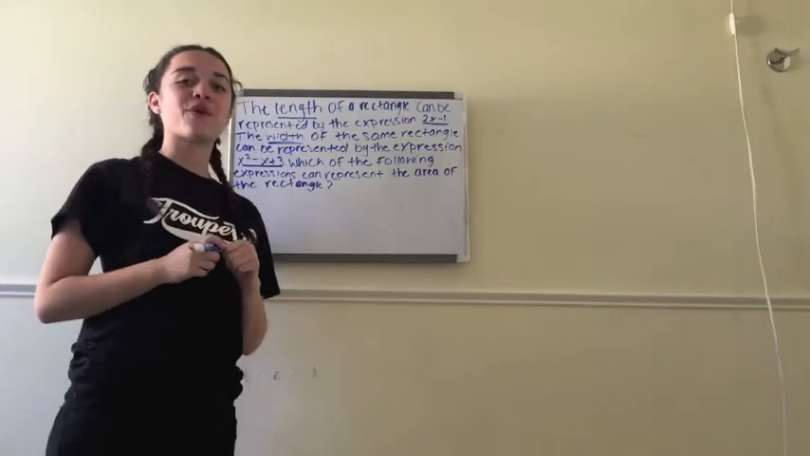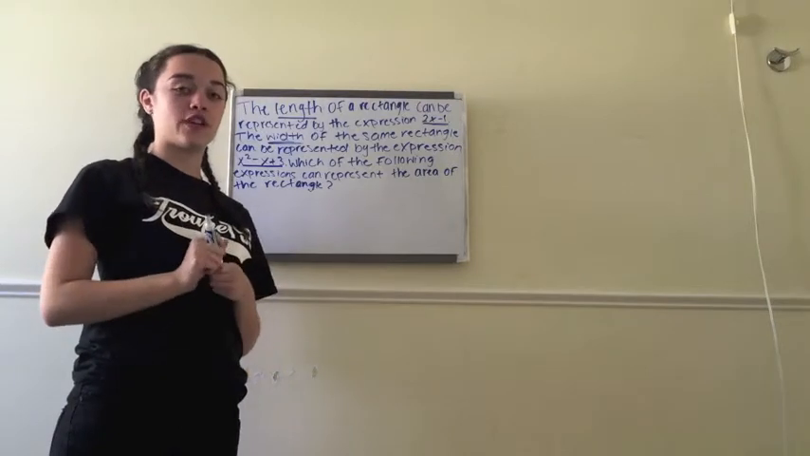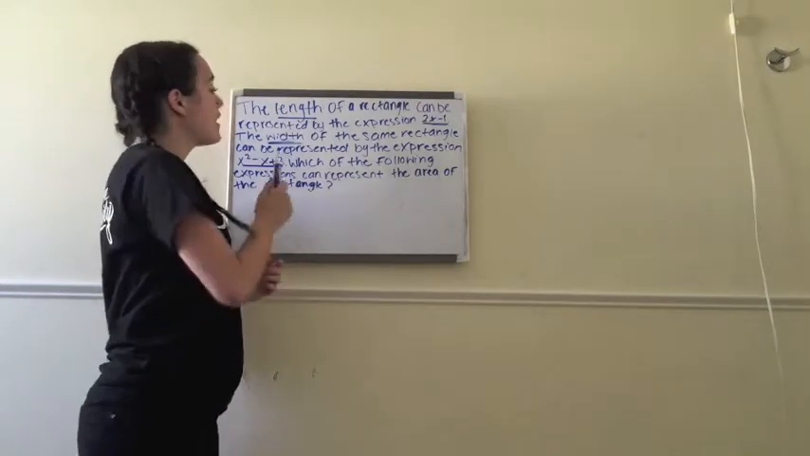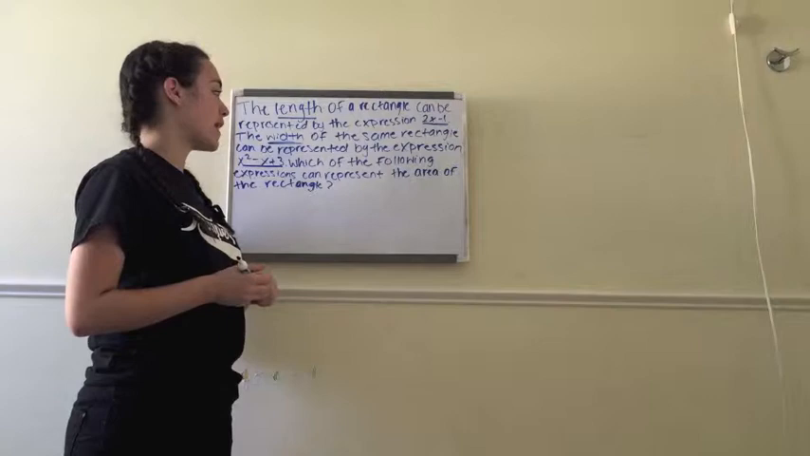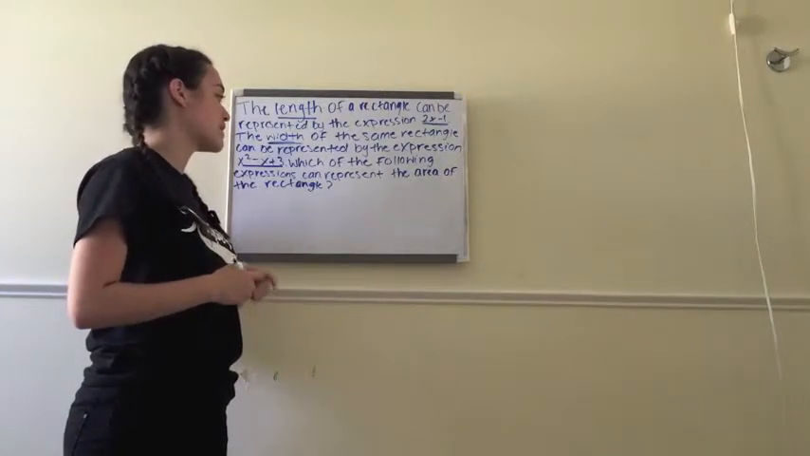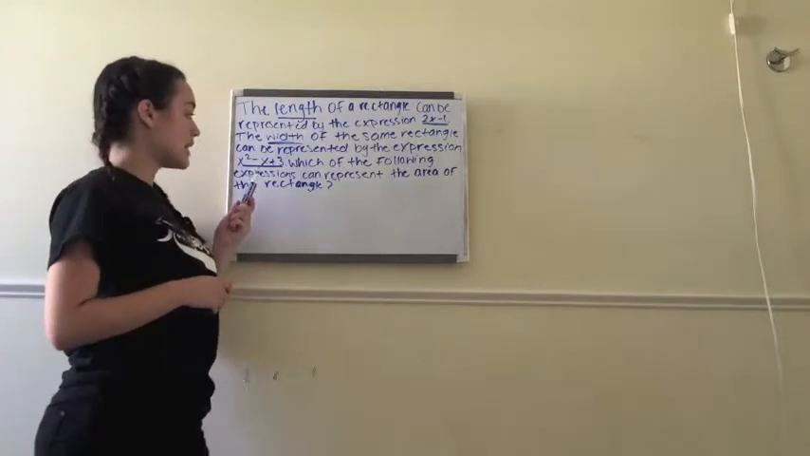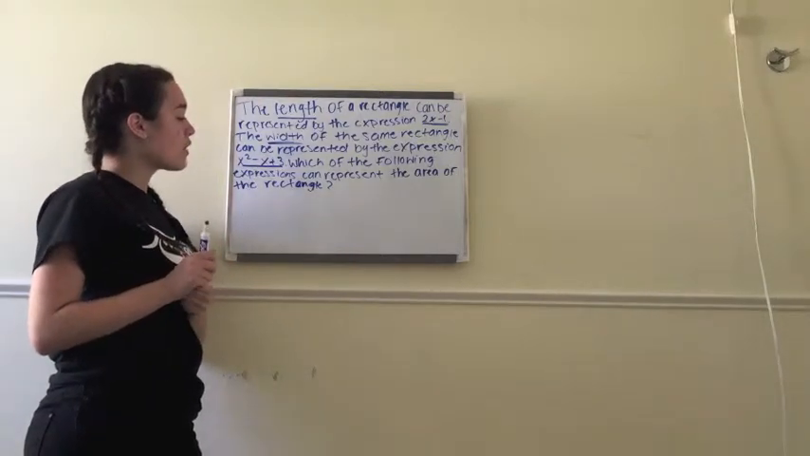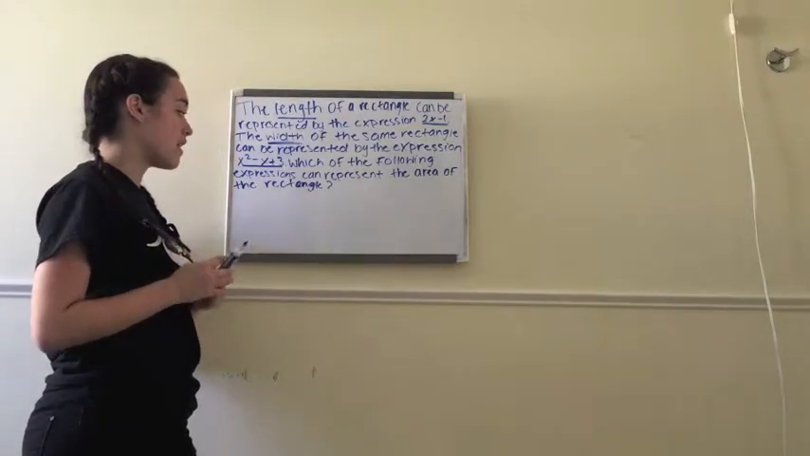Alright, so for Torres' step-by-step instructional video project, I got the problem: the length of a rectangle can be represented by the expression 2x minus 1. The width of the same rectangle can be represented by the expression x squared minus x plus 3. Which of the following expressions can represent the area of the rectangle?